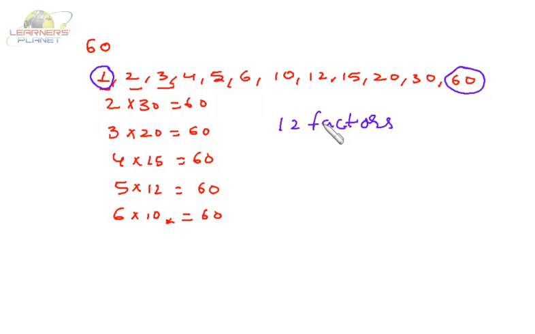So various questions are asked about the factors. So you should be conceptually clear about the term. Okay. So in this question, 1 is the smallest factor, 60 is the biggest factor, and in all there are 12 factors of 60. Okay. Let's take one more example.